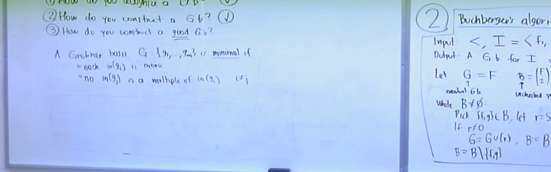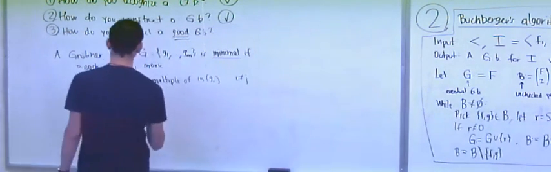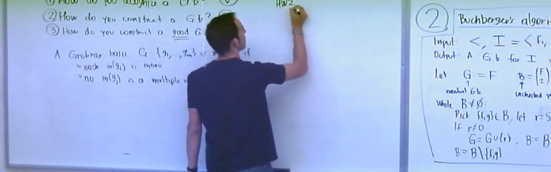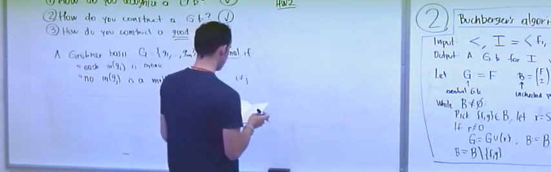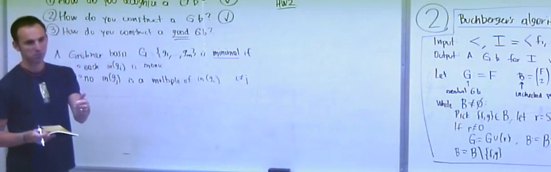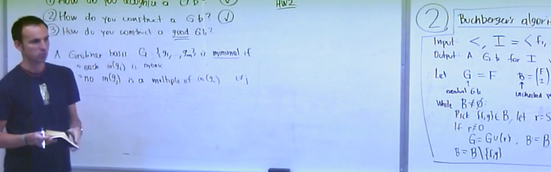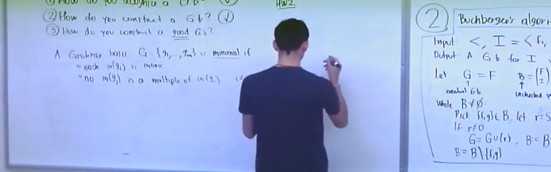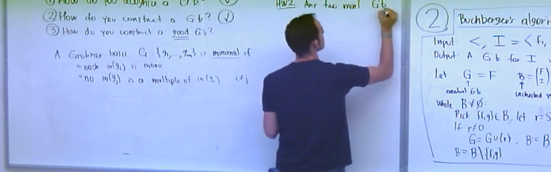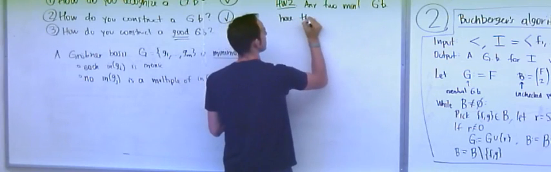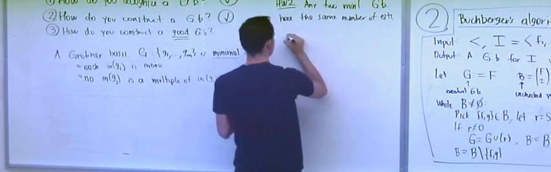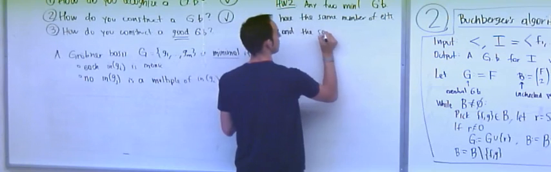And there's a very nice fact about these things, which you will prove in homework 2. One of the questions in the next homework is going to say that any two minimal Groebner bases have the same number of terms, the same number of elements, and exactly the same leading monomials.